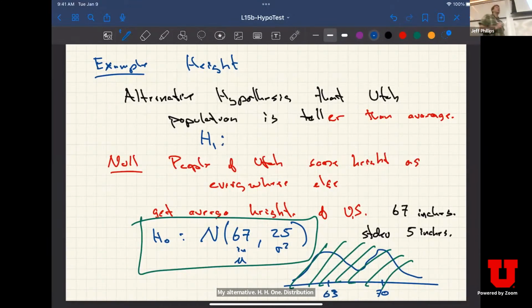Okay, so now I need to formulate my alternative H1 distribution. So what is the H1 distribution going to be? That Utah is taller than average. How do I translate that into mathematics here? This one doesn't need to be a full distribution, but I want to write it up mathematically. Yeah.